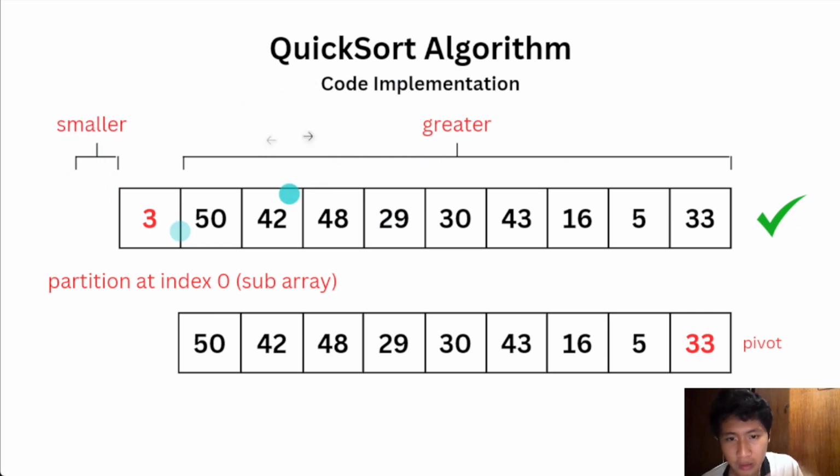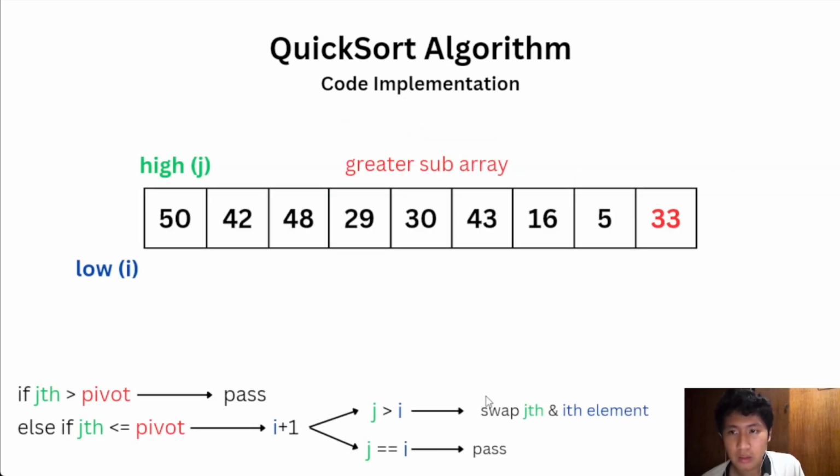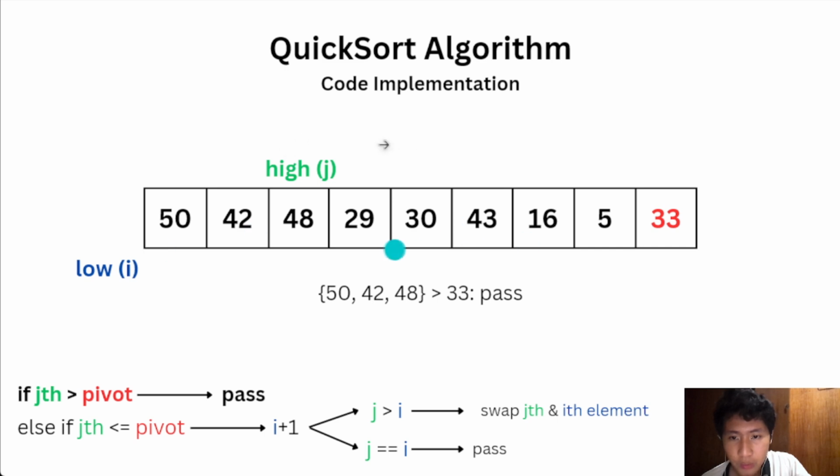containing separate recursion of smaller and greater. But since there is no smaller subarray in the partition made, we only consider the greater subarray here, which is from 50 to 33. Next, we do a quicksort in the greater subarray as we have done in the previous array in the given processes below. Since 50 to 48 are greater than 33, we call it pass again.